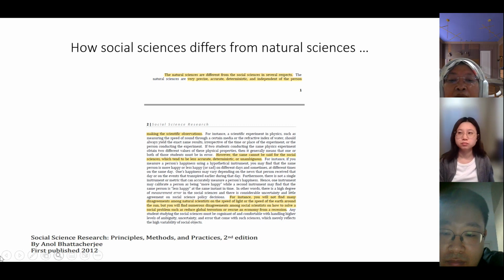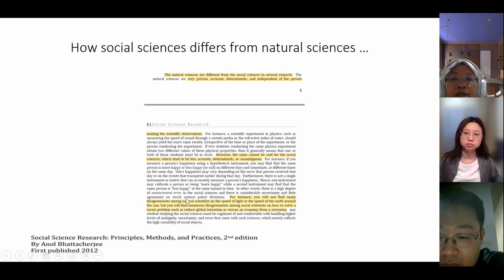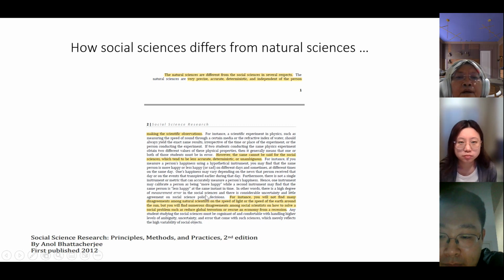So in other words, there is a high degree of measurement error in the social science, and there is considerable uncertainty and little agreement on social science policy decisions. So it's not as precise as natural science.